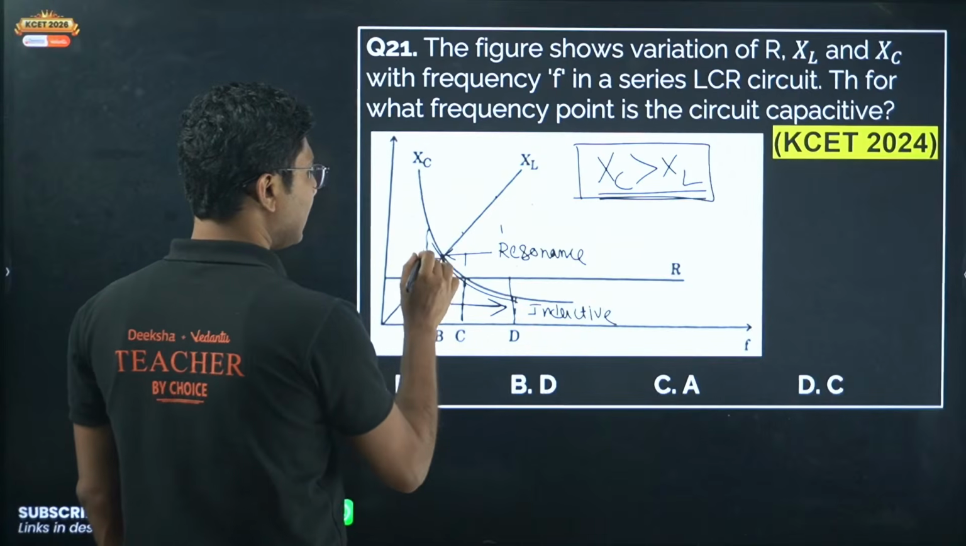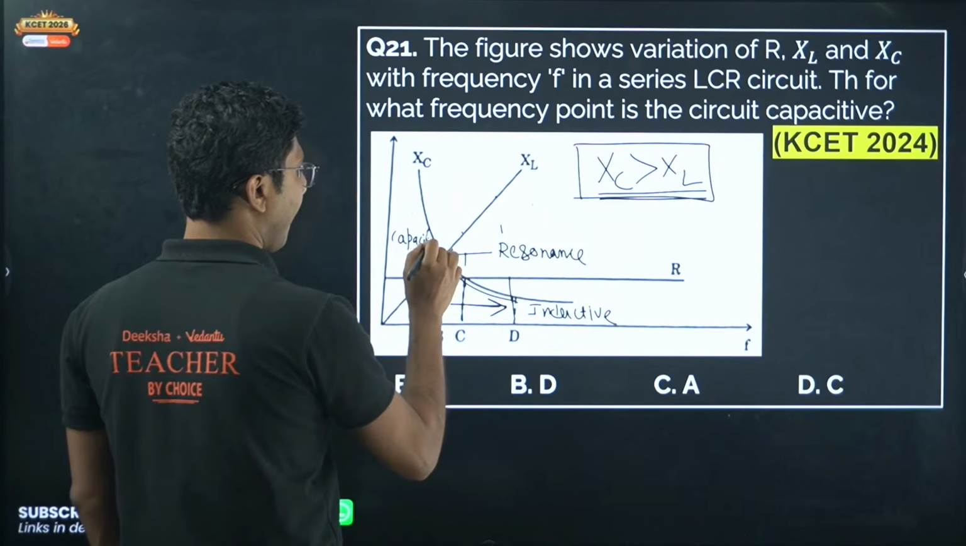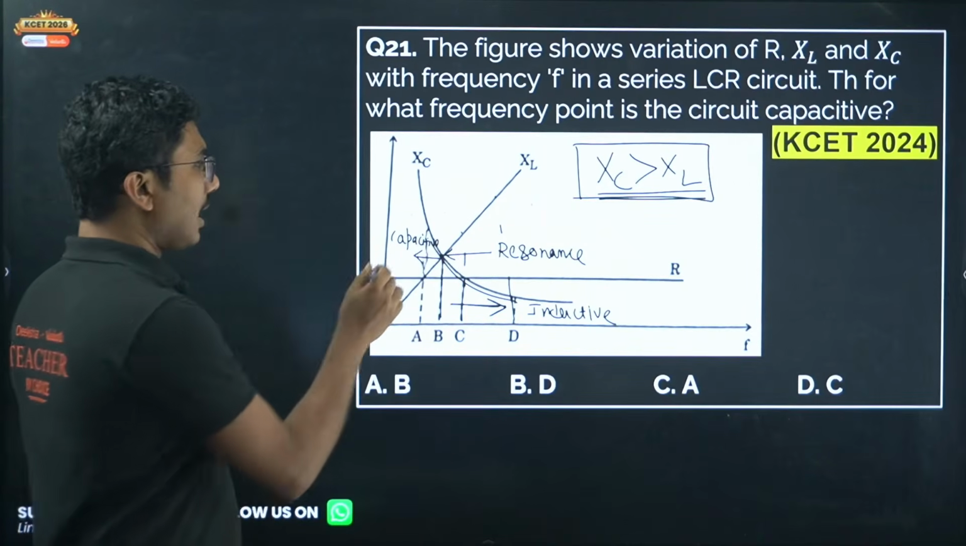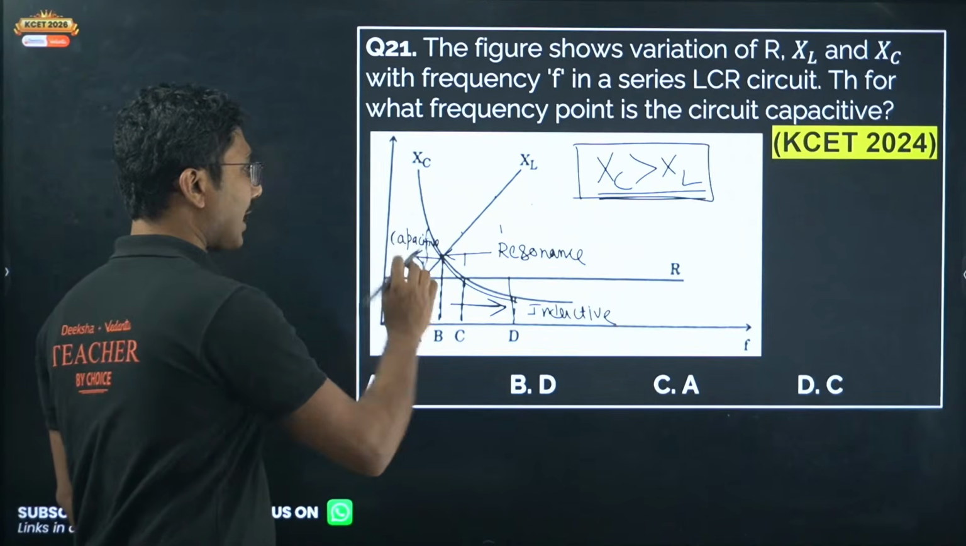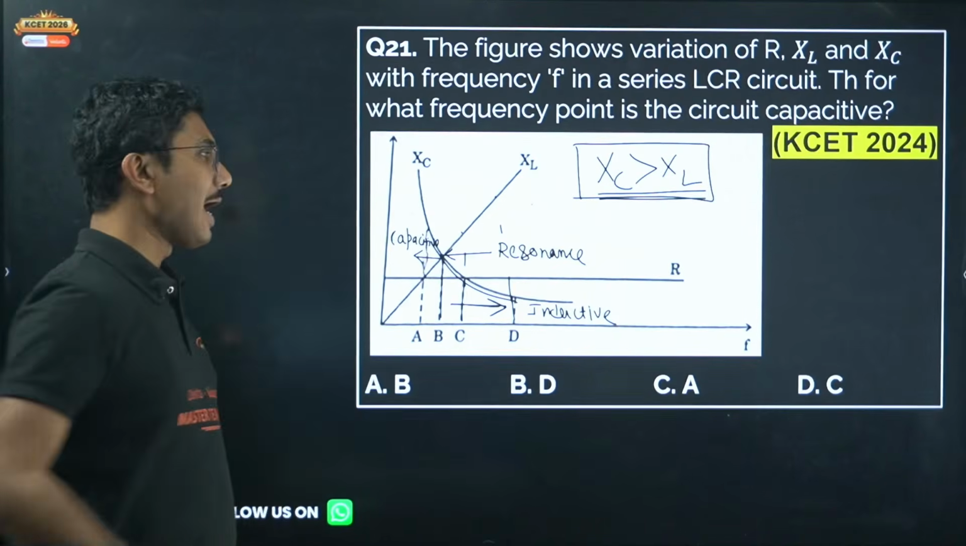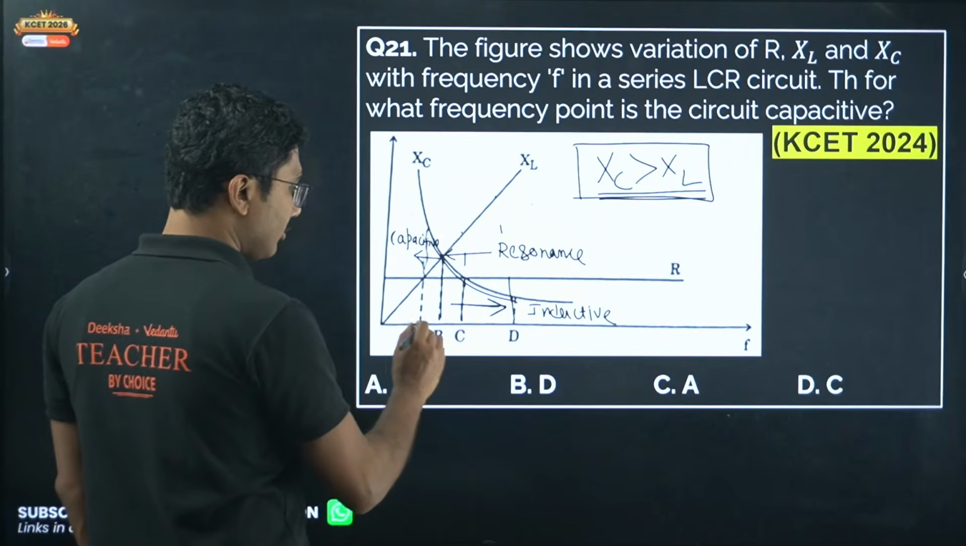Any point on this side, the circuit is capacitive. Any point on the left hand side of the resonance, the circuit is capacitive. Any point on the right hand side of the resonance, the circuit is inductive. And at the point of resonance, both are the same. So the correct answer is option A.